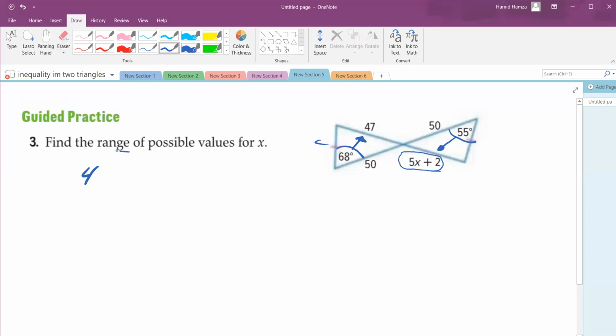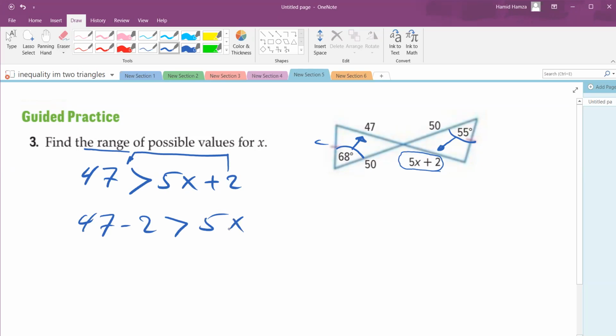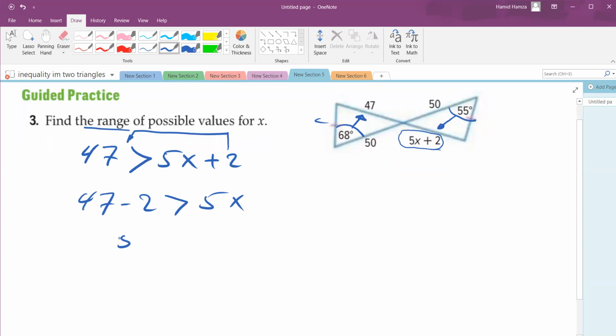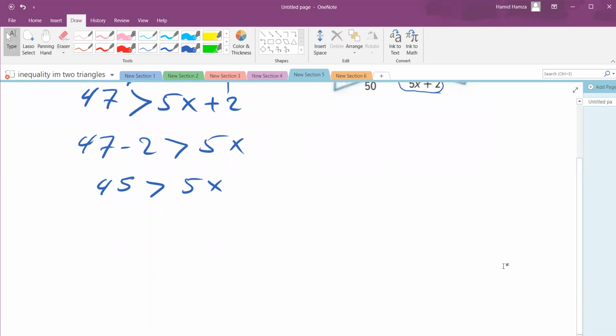Now, this is the inequality. If he asks you to find the range, you must form an inequality. 47 is greater than 5x plus 2, and let's solve it. Move the 2 to the other side as minus 2. That will be 47 minus 2, which is 45, greater than 5x. Now we want to divide by 5. 5 is positive, so dividing by 5 causes no change. So it will be 9 less than.